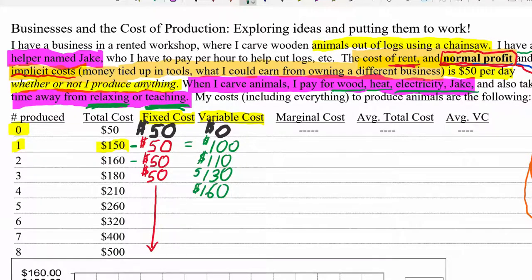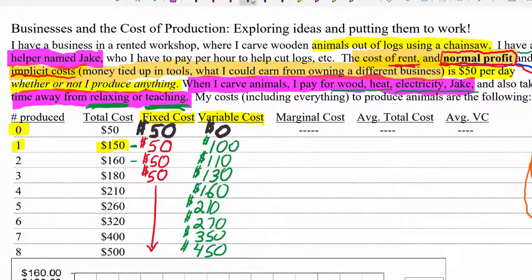And all of these things are in dollars or euros or whatever currency we're using here. $210, $270, $350, and $450 being spent on labor and materials costs.